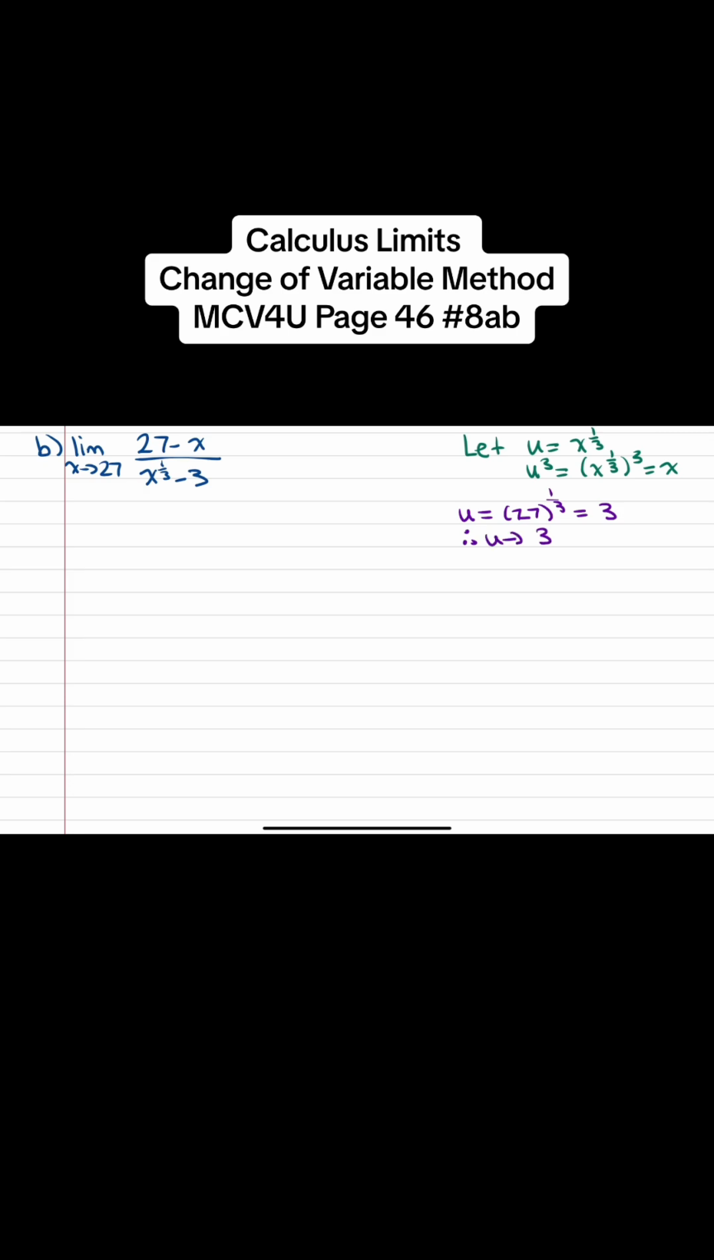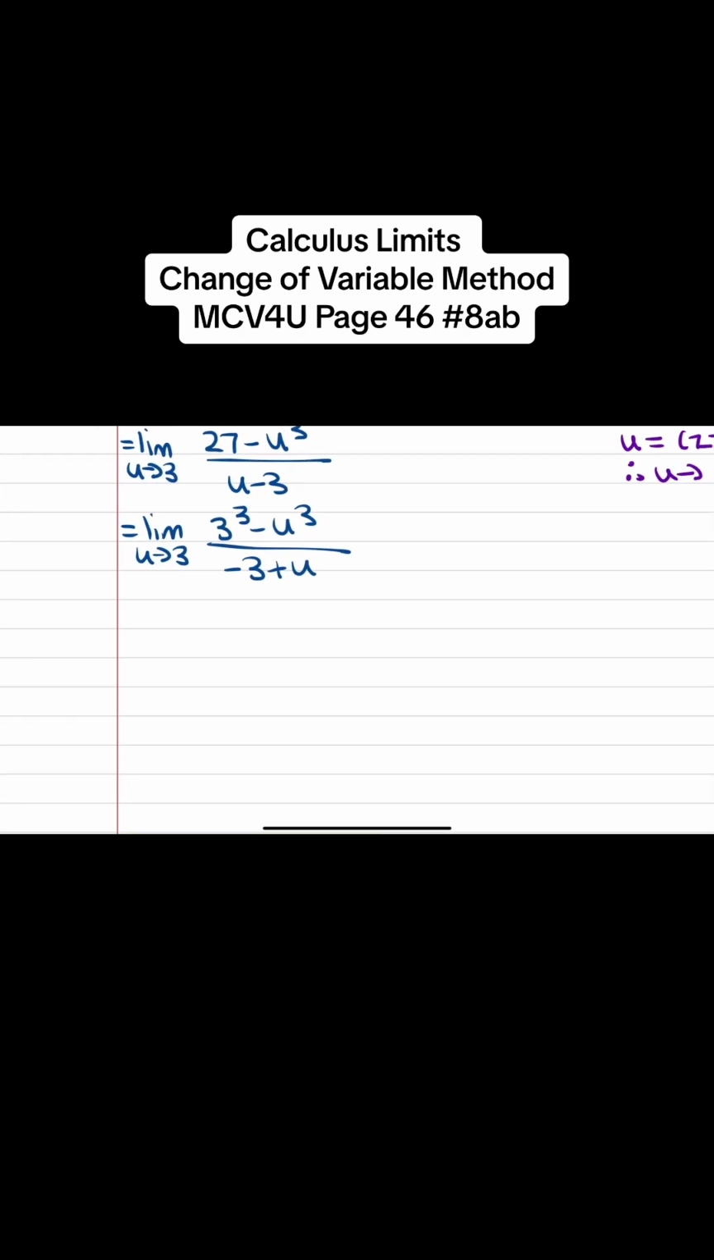I can now rewrite this as the limit, as u approaches 3, of 27 minus u cubed all over u minus 3. I can then rewrite this as the limit as u approaches 3 of 3 cubed minus u cubed all over u minus 3. And I'm going to rewrite this as negative 3 plus u actually, and you can see why in a second. I rewrite this as the limit as u approaches 3 of 3 minus u multiplied by 3 squared plus 3u plus u squared all over negative 3 minus u, factoring out a negative 1.